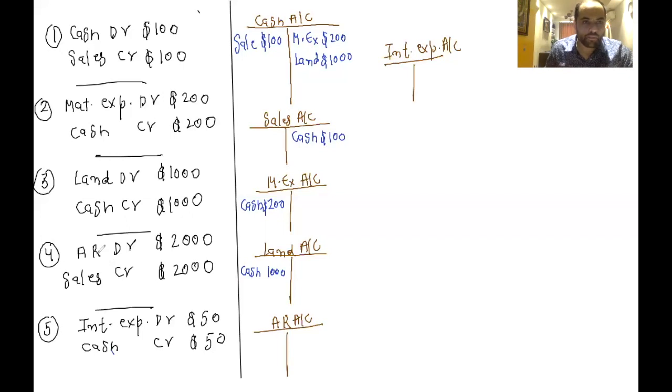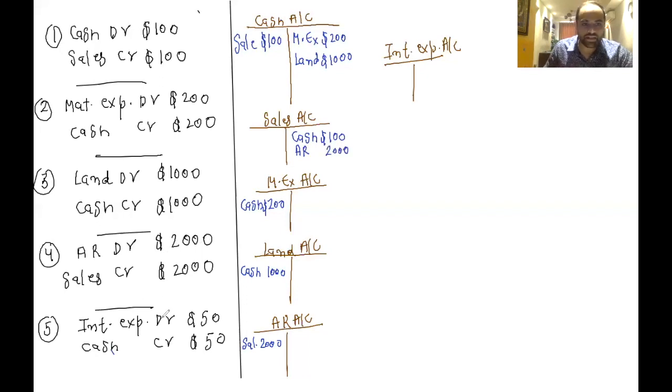Now, number 4, account receivable debit because of sales. All right. Amount is 2000. Sales credit because of account receivable. Amount is 2000.